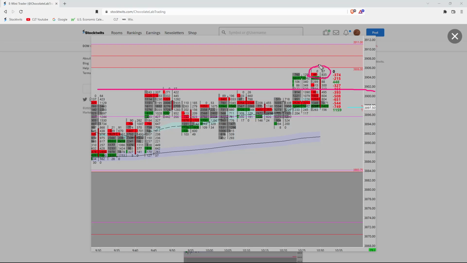Less volume done here, and then complete exhaustion. Bid exhaustion there. We're going down. And then as it pulled down, I got filled on the way down at 39.04. So let me talk about my trade management here.